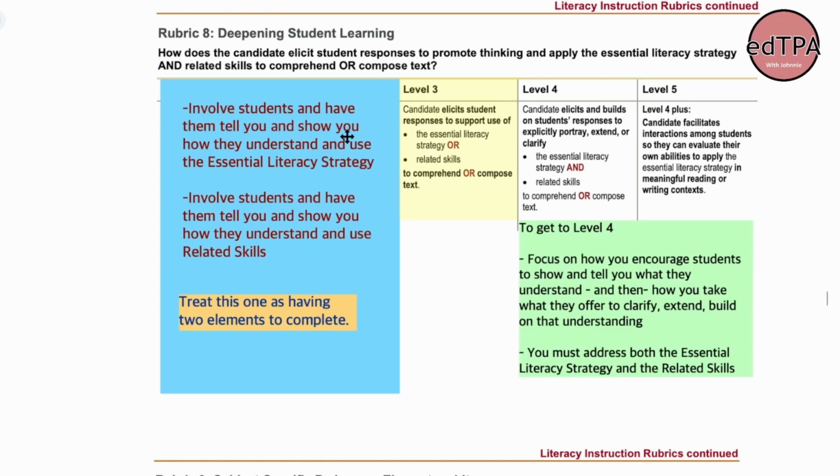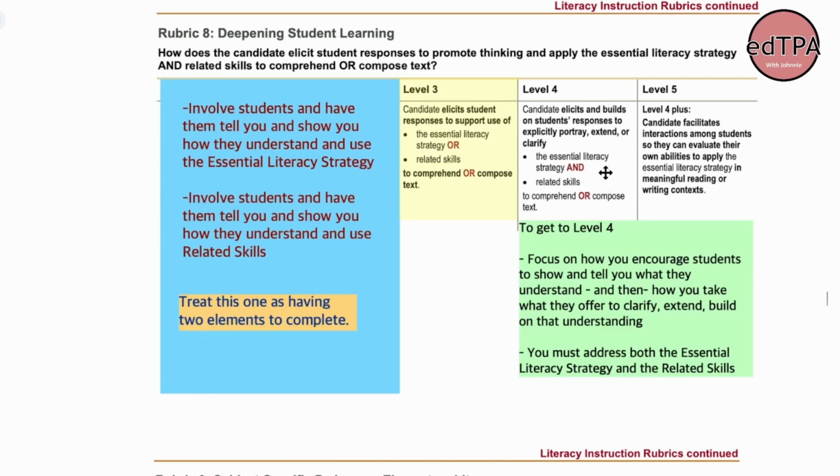So telling and showing you is about eliciting, right? Involve students and have them tell you and show you how they understand and use the related skills. Even though it says "or" here, I think you should do both, okay? Treat this one as having 2 elements to complete.